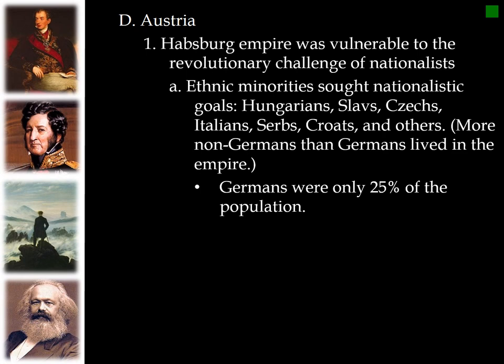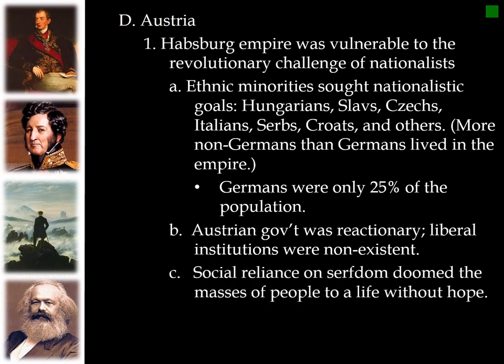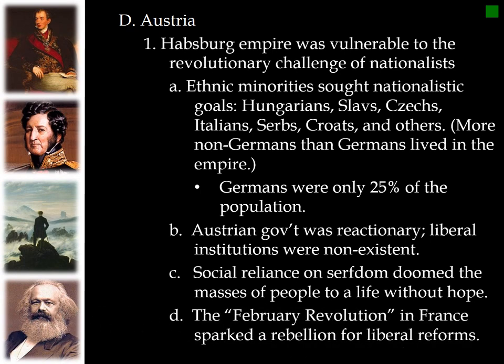Germans were only 25% of the population in Austria. The Austrian government, in turn, was reactionary. Liberal institutions were non-existent, especially during the age where Metternich was the chief minister. Social reliance on serfdom ultimately doomed the masses of the people to a life without hope in Austria. The February Revolution that took place in France sparked a rebellion for liberal reforms throughout Europe. When Paris sneezes, Europe gets a cold.